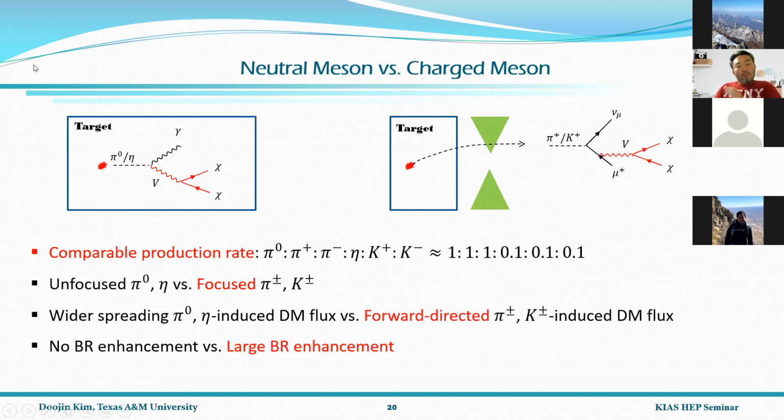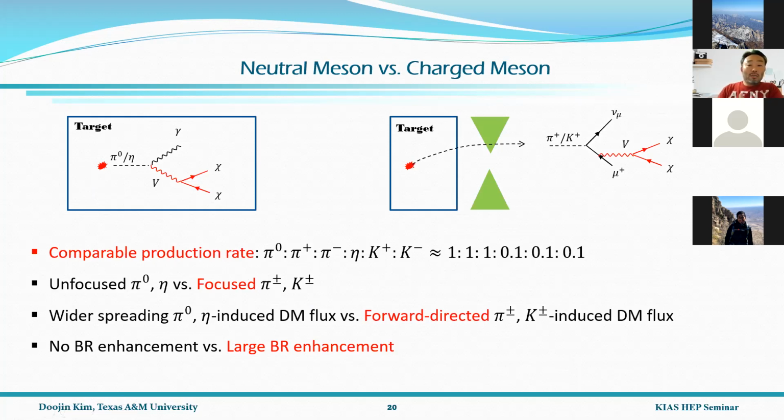Okay, so now what is the beauty of this three-body decay channel of charged mesons? Let me highlight a few facts just for you to develop better intuition. Basically, the charged pion production rate is comparable to the neutral pion production rate, as long as the beam energy is large enough. So you don't lose anything in the production rate. Now, neutral particles are obviously unfocused, while charged particles are focused in the horn system.